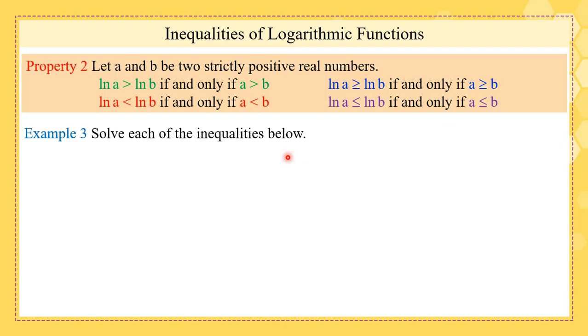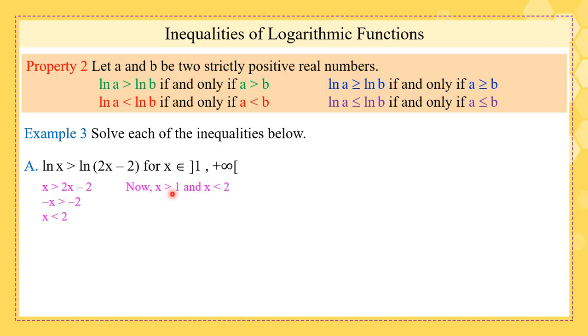Solve each of the inequalities below. Now here we have to pay attention to something very important. Let's see. First, if we apply property 2, we get x is greater than 2x minus 2. So minus x is greater than minus 2, x is smaller than 2. But this would not be the answer because we have to take the intersection between this answer and the domain of definition. So x should be less than 2 providing that x is greater than 1.